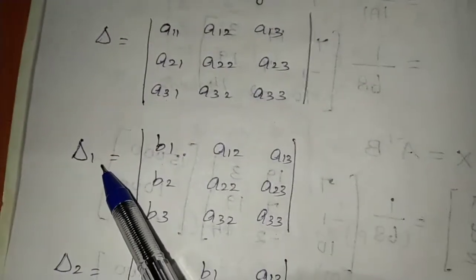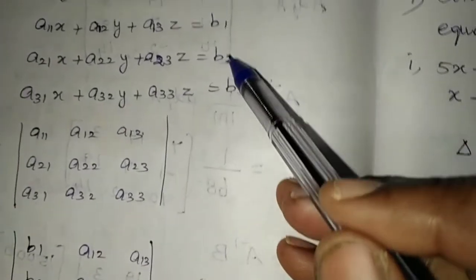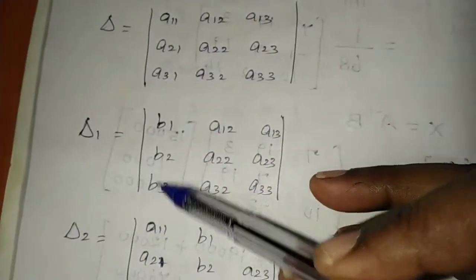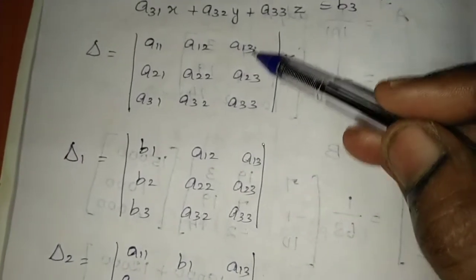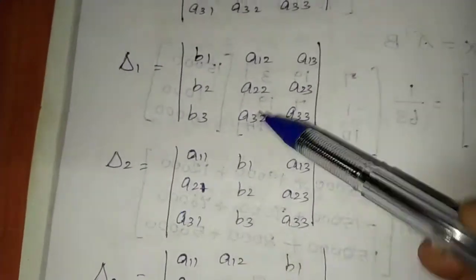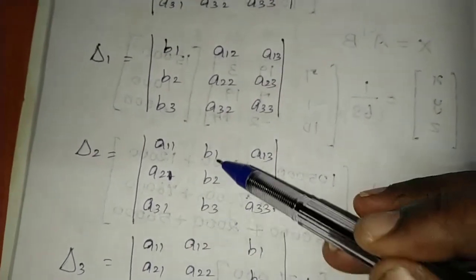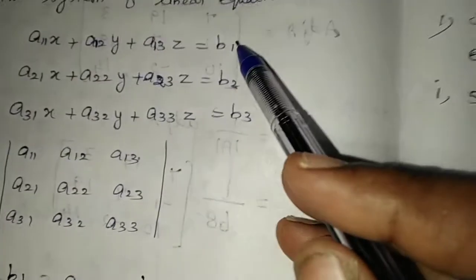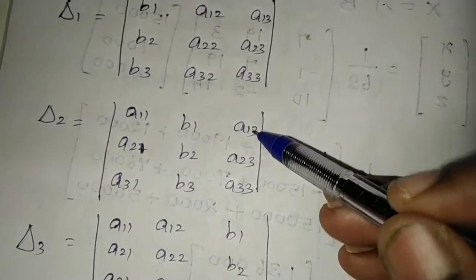Delta 1 means leave the x values and write the constants. Write the constant. Now second column write, third column write, and simplify. Delta 2 means first column you have to write, second column leave it and write the constants b1, b2, b3. Third column you have to write and simplify.